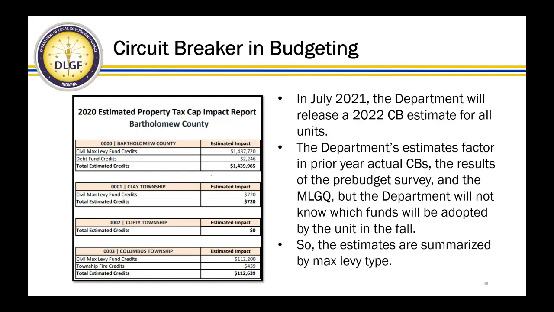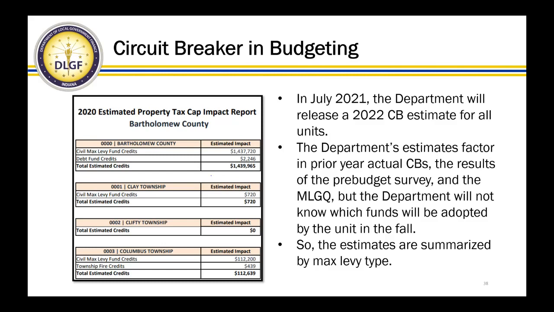One fund, five funds, 10 funds. We are so early in the process that we can't answer that question. So instead, we present circuit breakers at the max levy type. And so what we're looking at here is for Bartholomew County, whether they are ultimately going to adopt one fund or 10 funds or 50 funds, we think that based on their historical configuration, there's going to be $1,400,000 worth of circuit breaker loss that they should be considering.